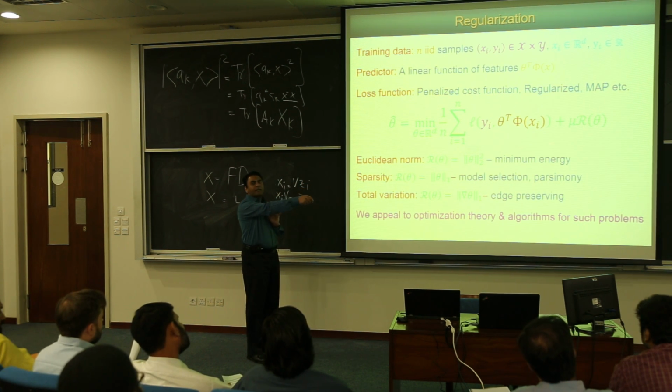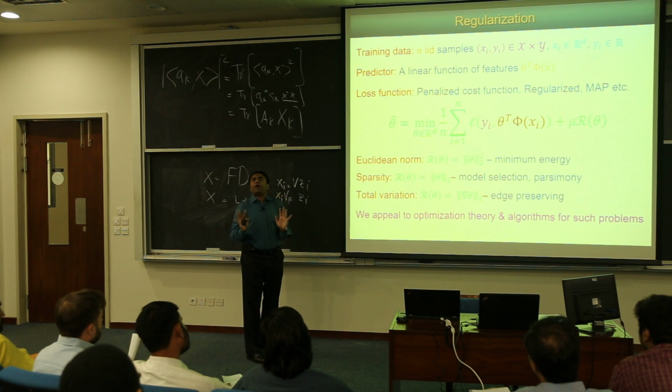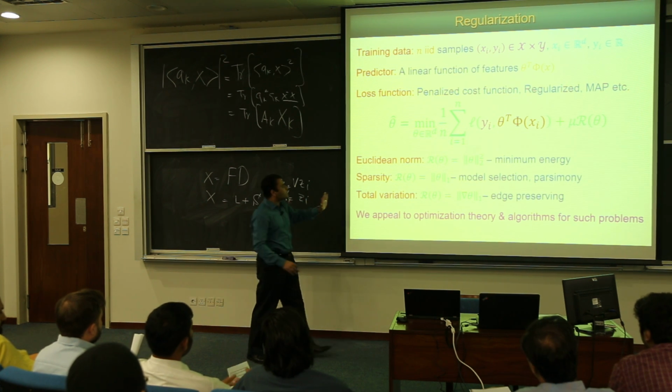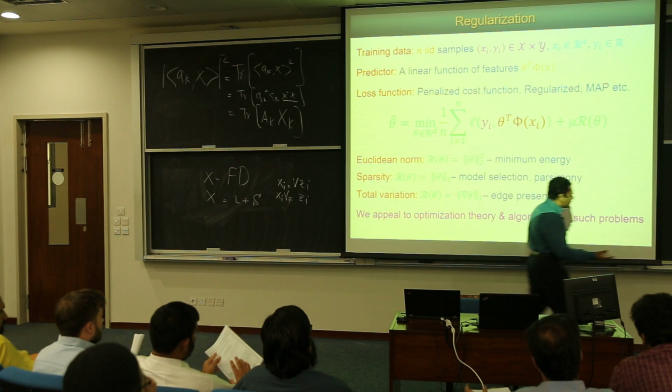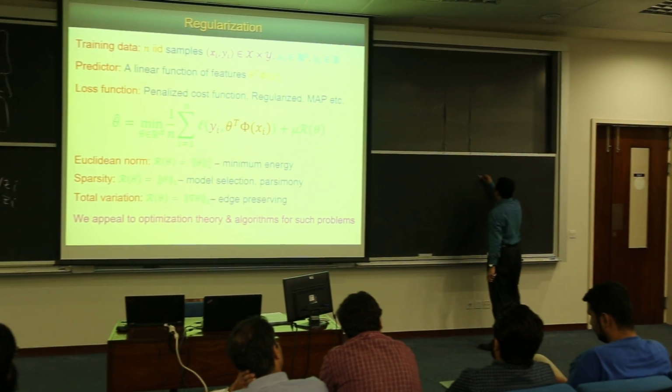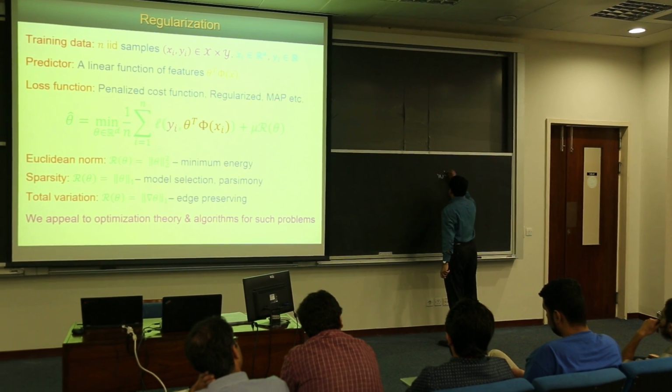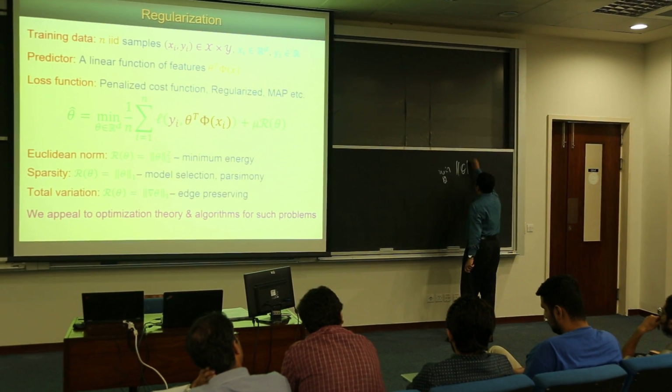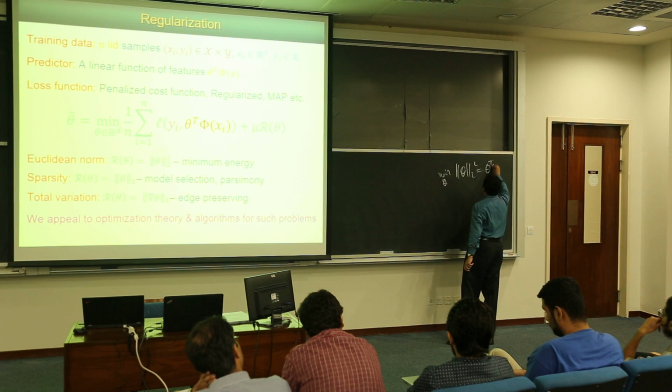If my mu is tremendously high, my data fidelity term is not participating anymore. It's just the regularizer, and I'm saying minimize this L2 norm. It's a very simple thing. So I'm saying minimize over theta the norm theta squared, which is nothing but theta transpose theta.